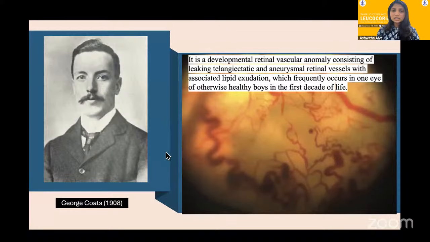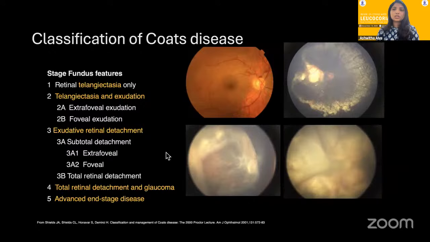Going back to the history, George Coats was the first to describe, way back in 1908, a developmental retinal vascular anomaly consisting of leaking telangiectatic and aneurysmal retinal vessels with associated lipid exudation, which frequently occurs in one eye, otherwise in healthy boys in the first decade of life. Dr. Shields gives a classification for Coats based on the telangiectasia, exudation, and the retinal detachment.